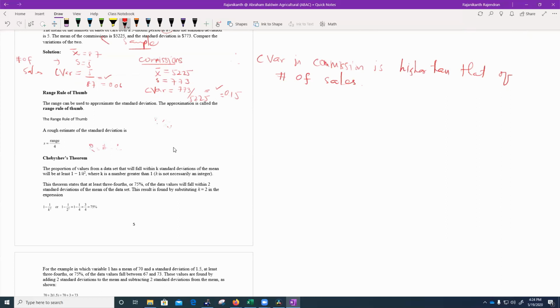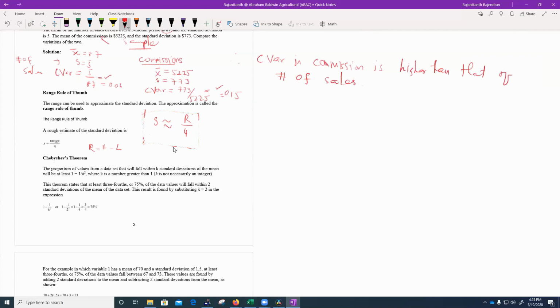If you know this number, you could estimate your sample standard deviation as the range over 4, right? So if you have more data, then you will get a more concrete value for the sample standard deviation. Okay, this is kind of an approximation formula.